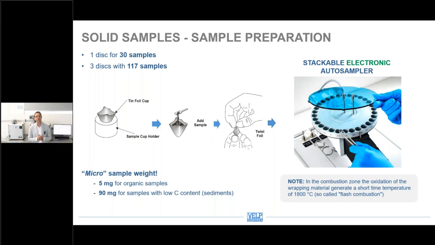Note that in the combustion zone, the oxidation of the wrapping material, the tin foil here, generates for a short time a temperature up to 1800 degrees, so-called flash combustion. And this high temperature helps to achieve a complete combustion of the sample.